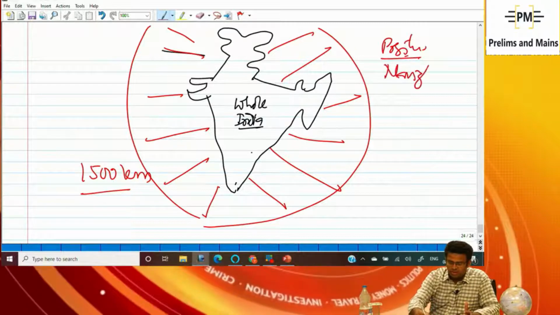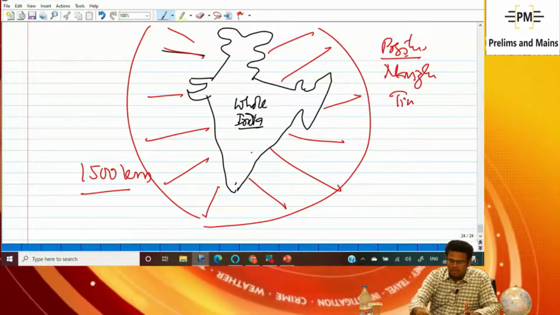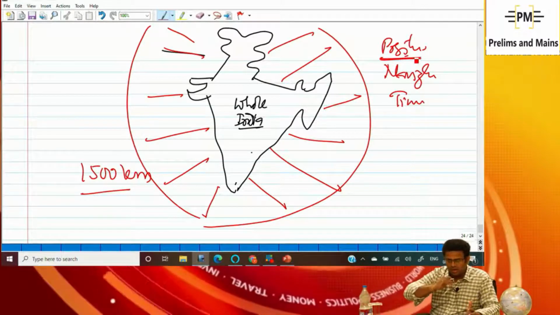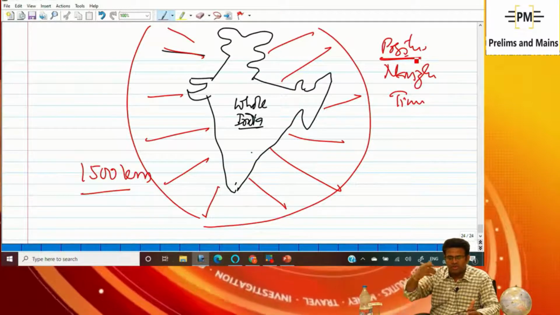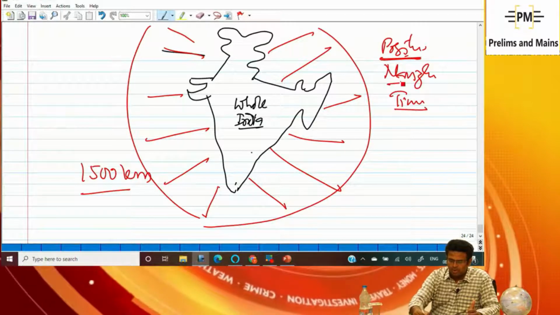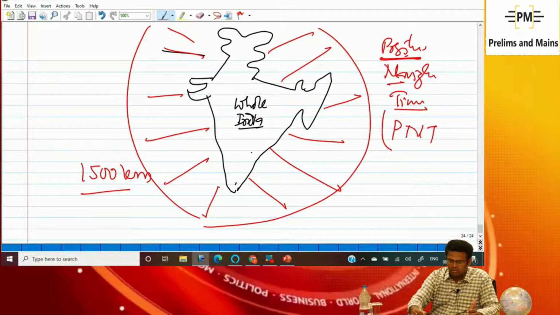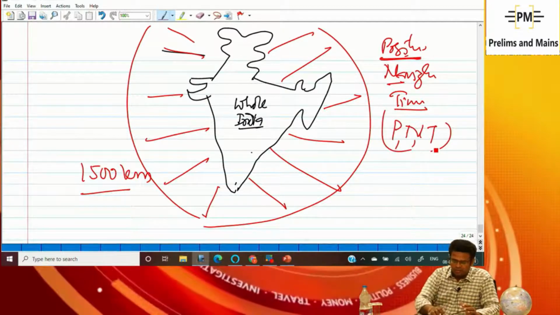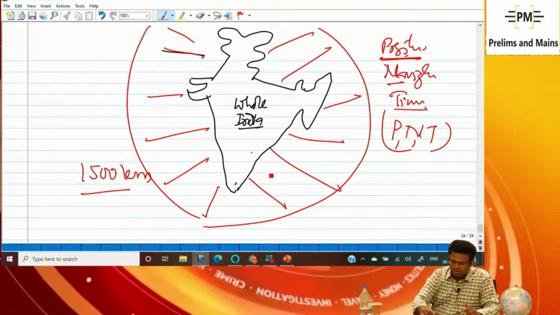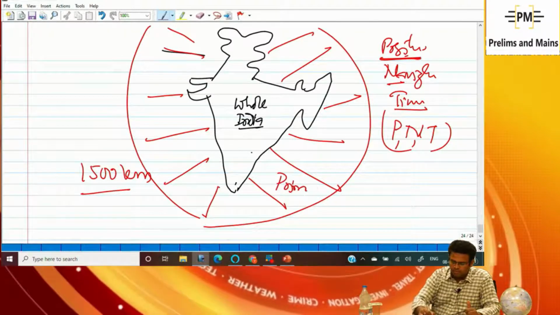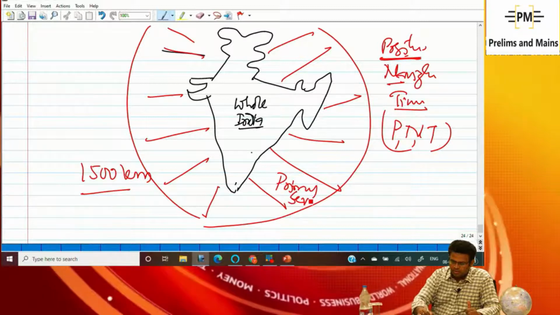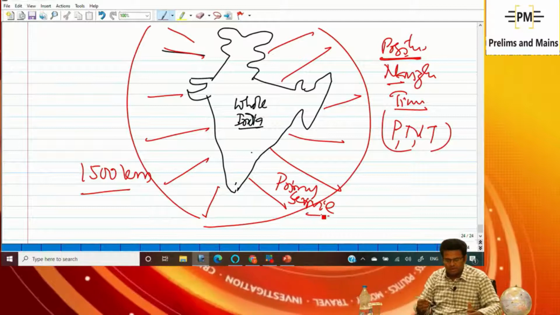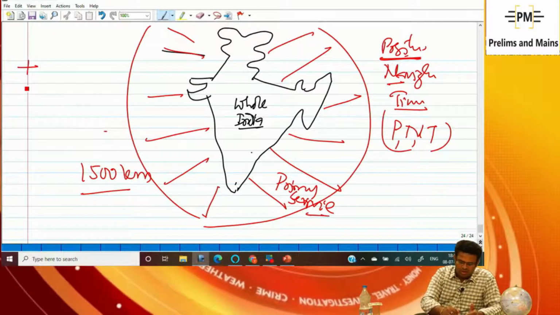Navigation means position, and then time: longitude, latitude, height, in which direction it is moving, and at what time. So it gives knowledge about position and time, and this area is known as the primary service area.